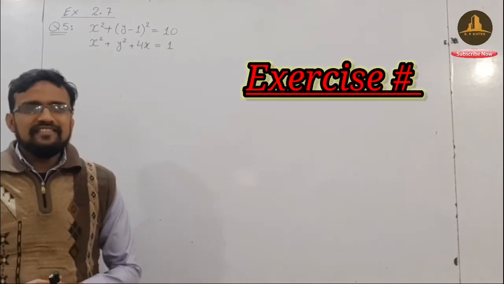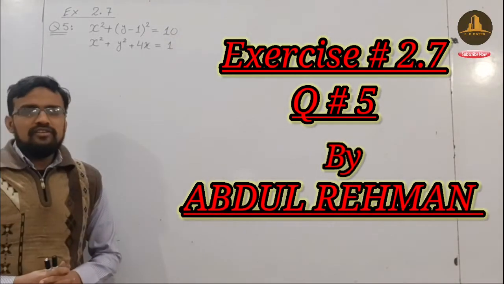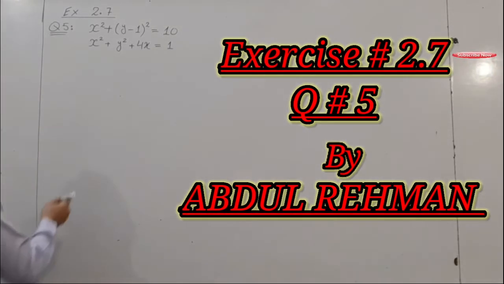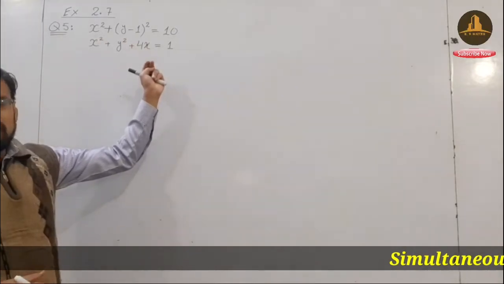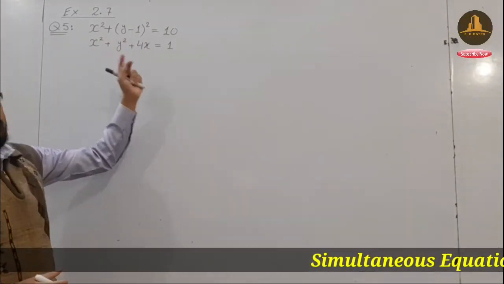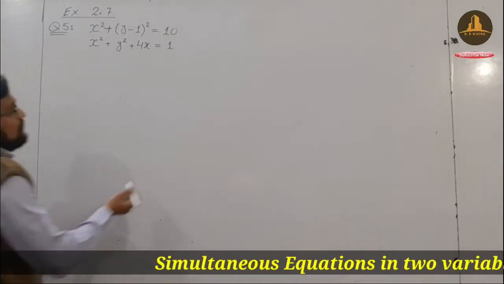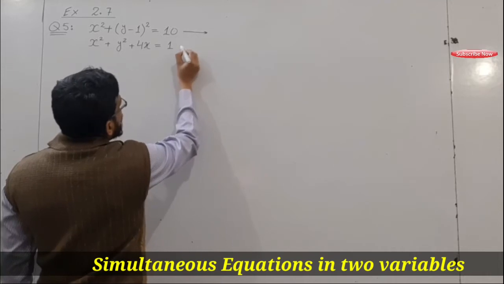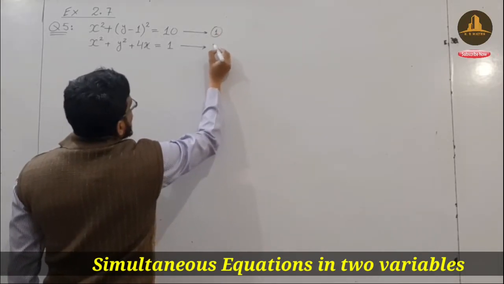Today I will discuss this next question of simultaneous equations. So in the second case, we have two non-linear, two quadratic equations in two variables. Similarly to the previous one, first and foremost, name them equation 1 and equation 2.